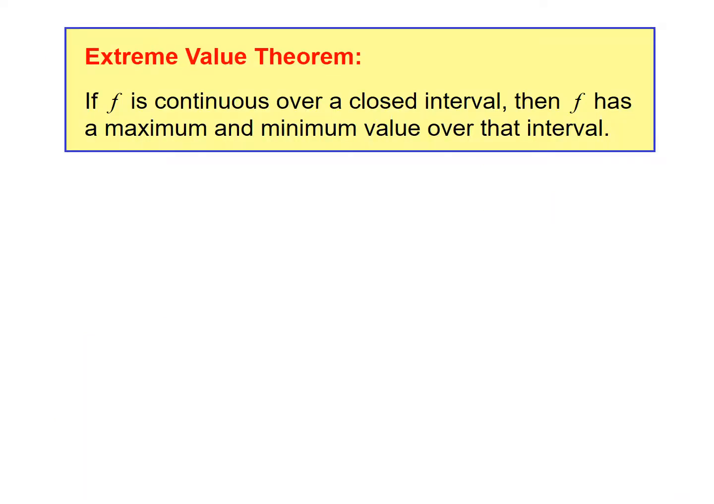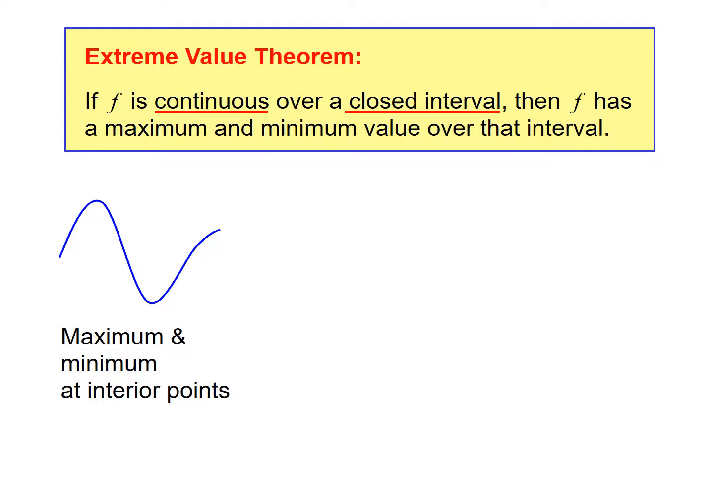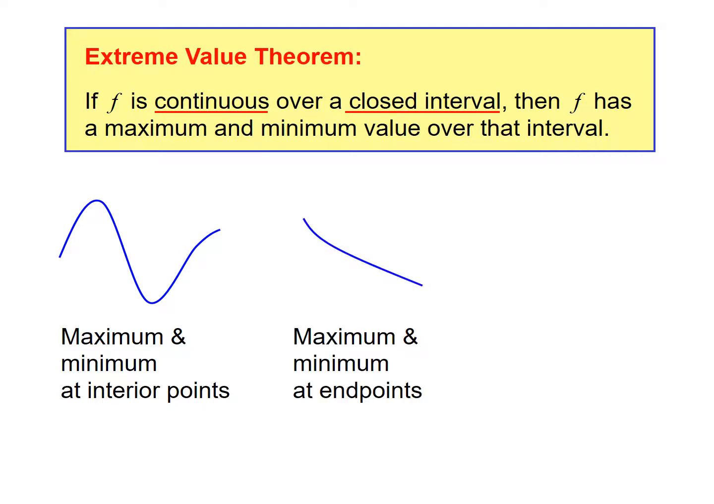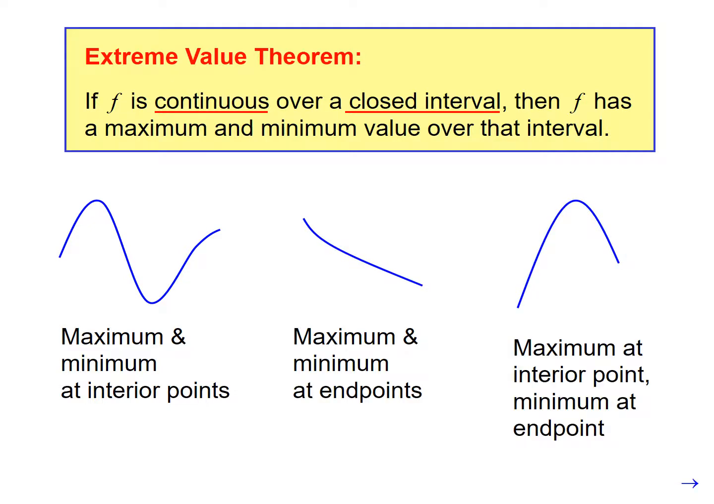And so here's our extreme value theorem. If a function is continuous over a closed interval, then the function has a maximum and a minimum value over that interval. And just notice the two conditions we need here. The function must be continuous and the interval must be closed, meaning the endpoints must be included. Here's some examples of what this can look like. You could have max and min at interior points, at exterior points, or maybe a combination of the two.